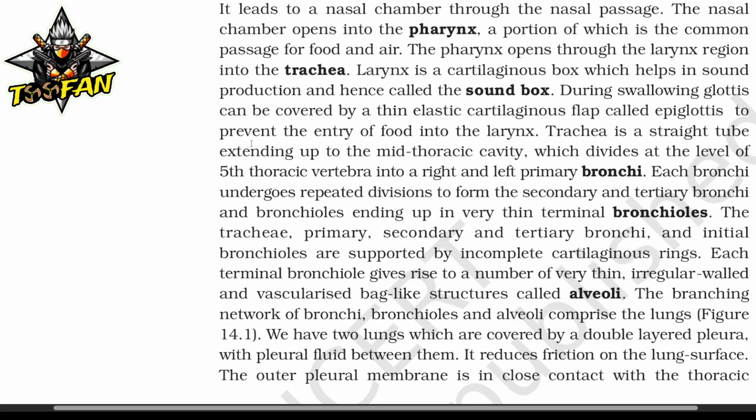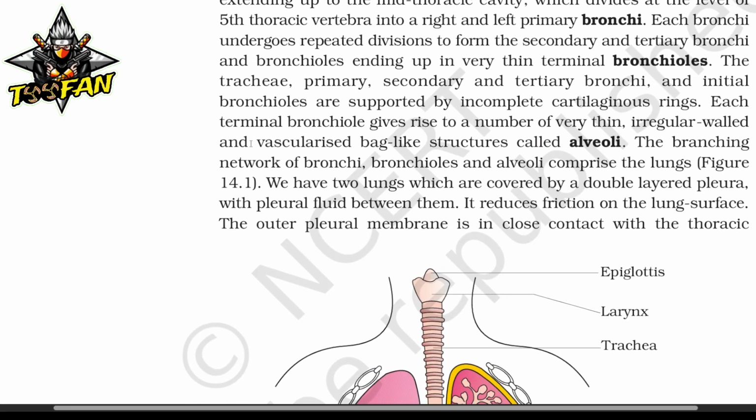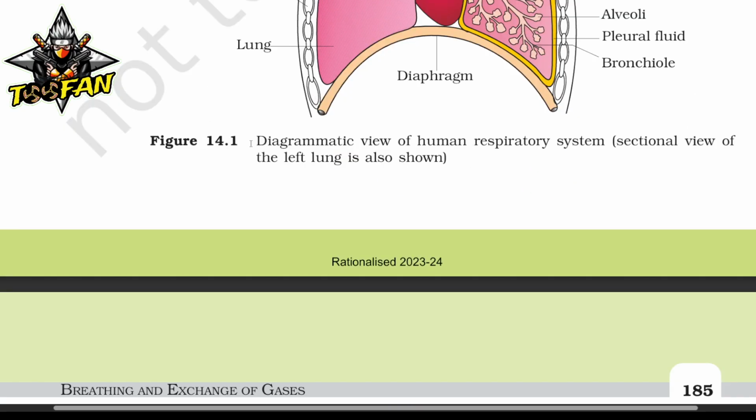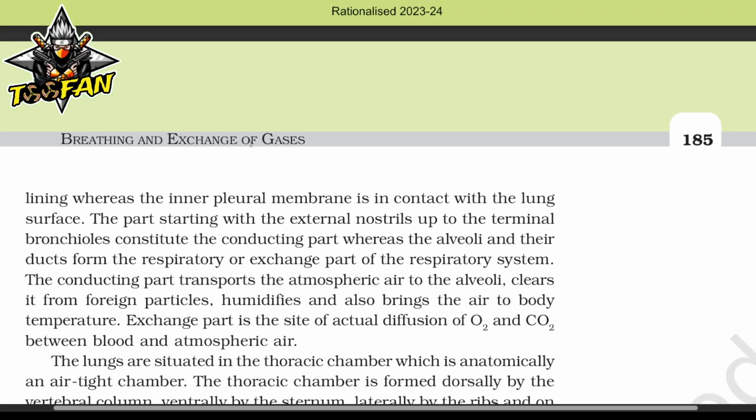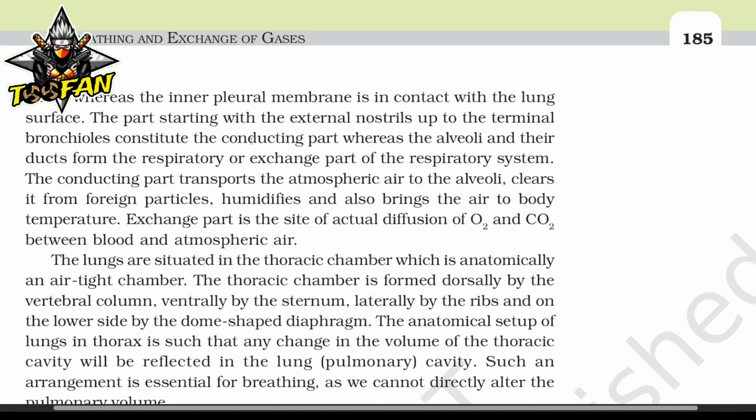We have two lungs, which are covered by a double-layered pleura with pleural fluid between them. It reduces friction on the lung surface. The outer pleural membrane is in close contact with the thoracic lining, whereas the inner pleural membrane is in contact with the lung surface. The part starting with the external nostril up to the terminal bronchioles constitutes the conducting part, whereas the alveoli and their ducts form the respiratory or exchanging part of the respiratory system.